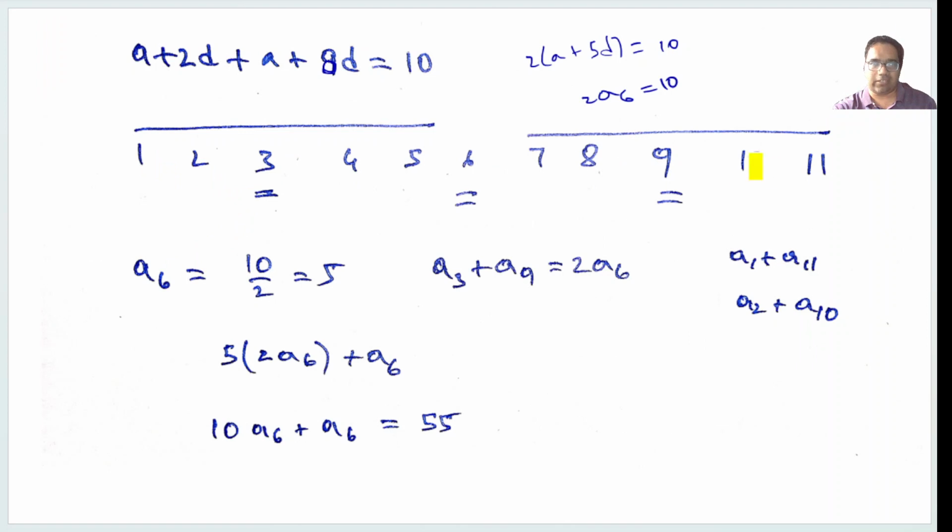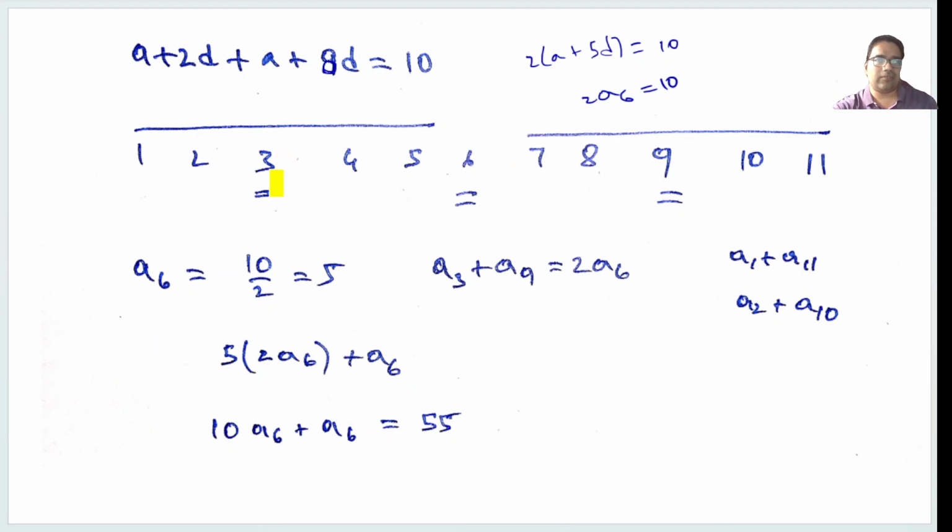Let's say we have 11 terms like this: 1, 2, 3, 4, 5, 6, 7, 8, 9, 10, 11. Here they are saying the sum of the third term and ninth term. What is the sum of the third term and ninth term? It is double that of the sixth term, right? The sixth term would be the average of the third and ninth term, because the sixth term is the center of the third and ninth. So the average of the third and ninth is the sixth, because this is our arithmetic progression.